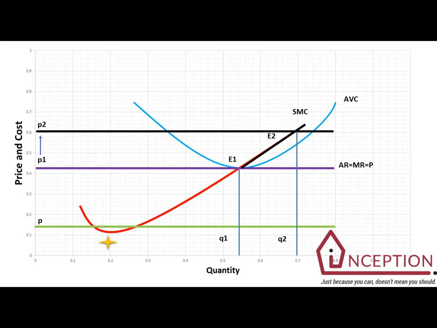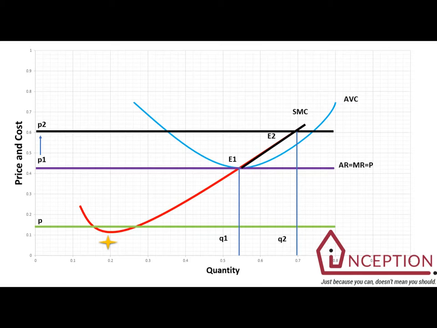If the price increases from P1 to P2, as shown, the quantity increases from Q1 to Q2, and the price line AR and the short run marginal cost curve intersect at point E2. So what happens is, remember, the law of supply says the more you want to sell, the more will be the price that you charge for that product. And keeping that in mind, the exact situation is seen here.